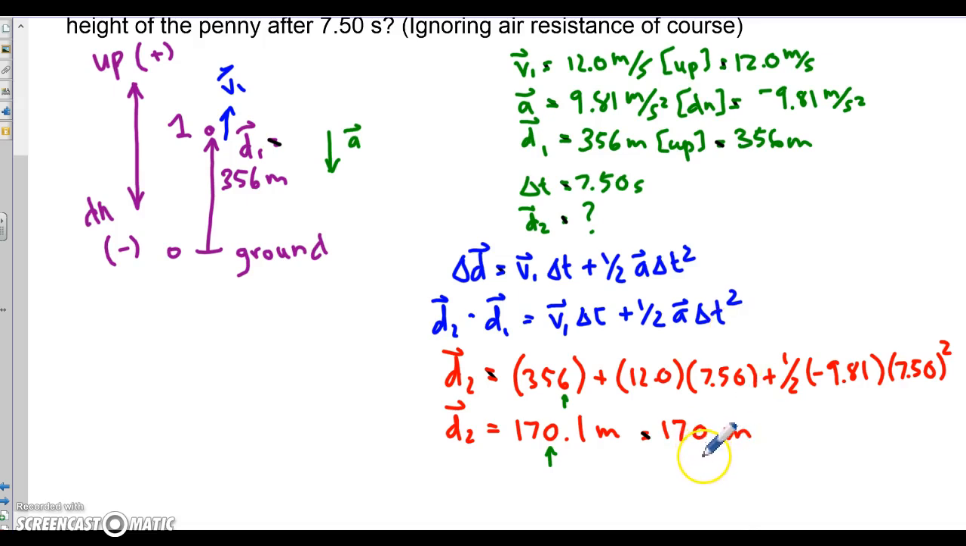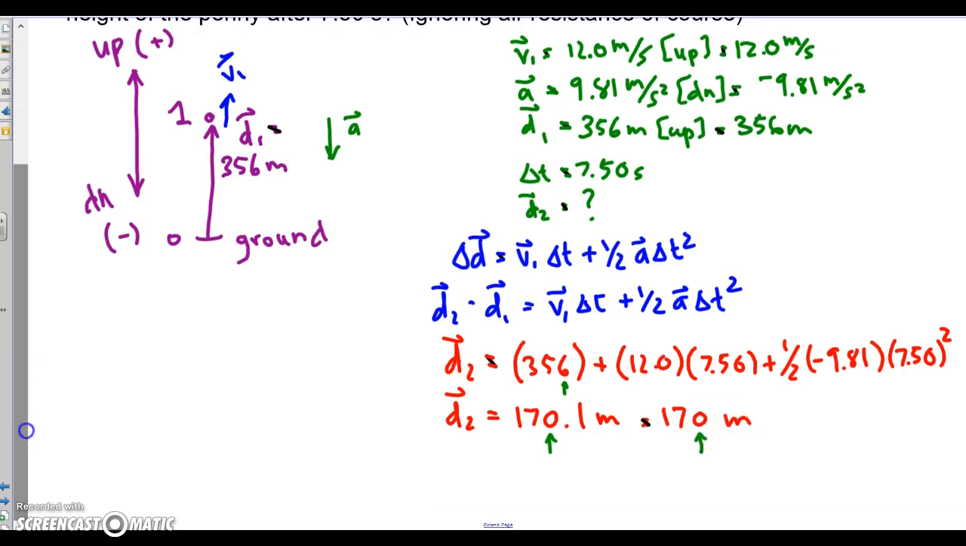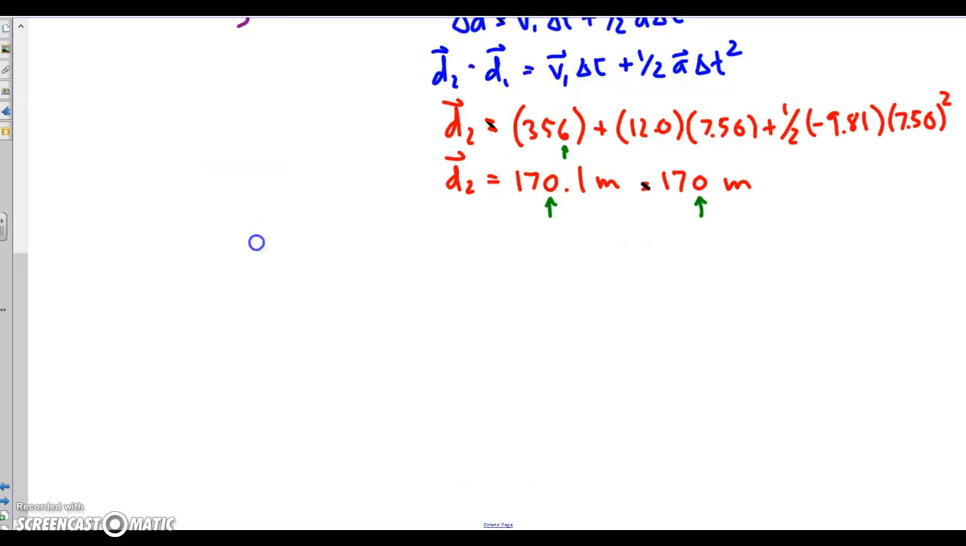Now, this is ambiguous, where the significant figures are, so I'm just going to draw a little arrow to the 0. Alternatively, you can also write that in scientific notation to make sure that it's not ambiguous. So my final statement will be, therefore, the penny, and I'll write it in scientific notation now, is 1.70 times 10 to the 2 meters above the ground.